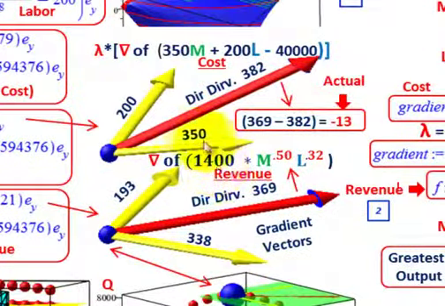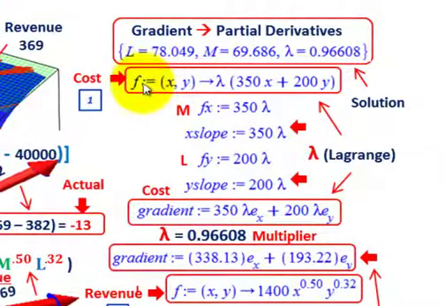And then if we move up over here, this is where we have our gradient vectors. These yellow ones would be our material and our labor. And these red vectors, or arrows, are really our directional derivatives, or gradients. We're going to break those down between our cost directional derivative and our revenue directional derivative, and make a comparison based on that Lagrangian multiplier. Okay, so going up and looking at our calculations.